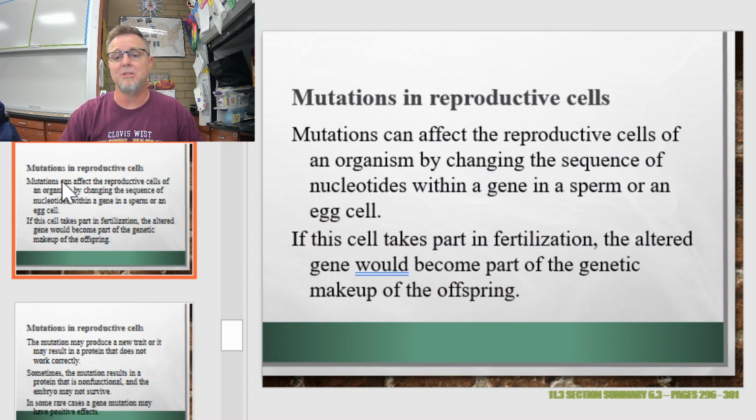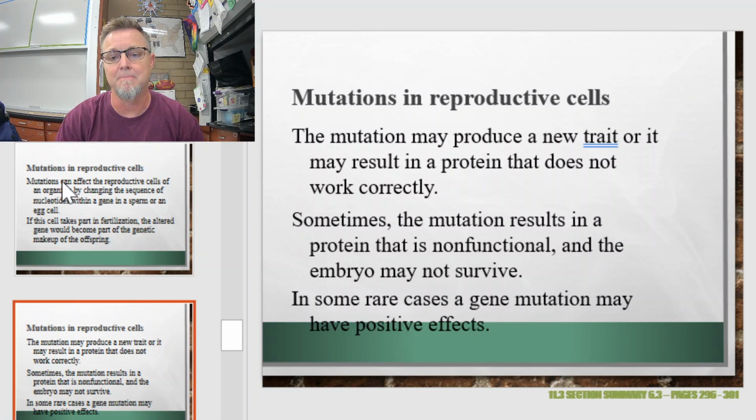If it's a mutation that happens to me, like let's say I go out and stand in the sun too long and end up with a mutation in my skin cells that creates skin cancer, that's my problem. I'm the only one that's going to have to deal with that, right? But if it's in the reproductive cells, then offspring, future generations are going to have to deal with that.